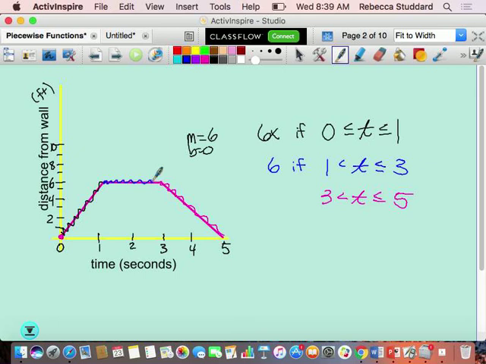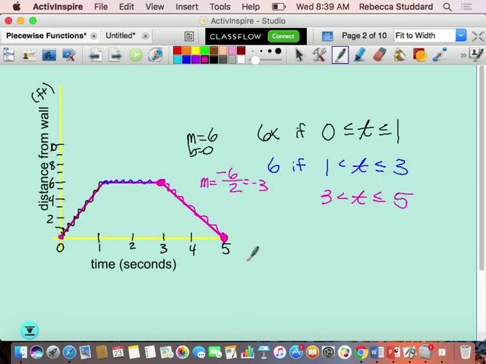And then finally, on our third piece of graph, we have a slope of what? So from here to here, what do we have a slope of? Up 6 over 2. So up 6 over 2. Is this a positive or a negative? Negative. So our slope is -3. What's our y-intercept? That's a little harder to do.